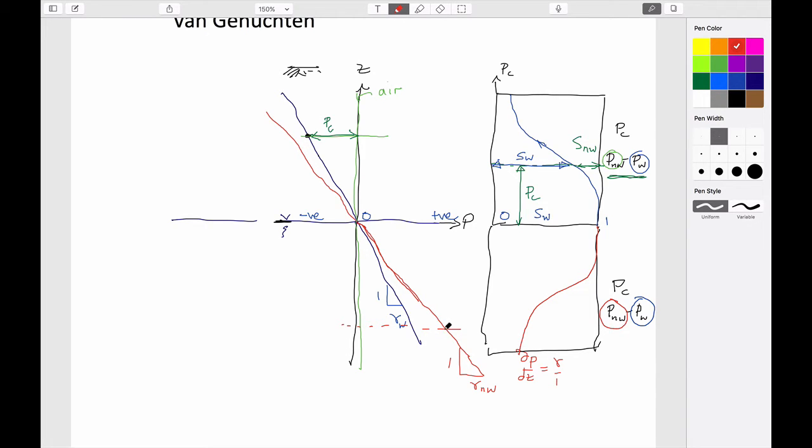The NAPL pressure is a big positive number. The water pressure is a smaller positive number. And so the difference between those is capillary pressure. A big positive number minus a smaller positive number is a positive number. So capillary pressure is still positive. So this is still increasing capillary pressures. And this is also increasing capillary pressures from 0. So this line here is 0, and it's increasing both directions, kind of an unusual graph.